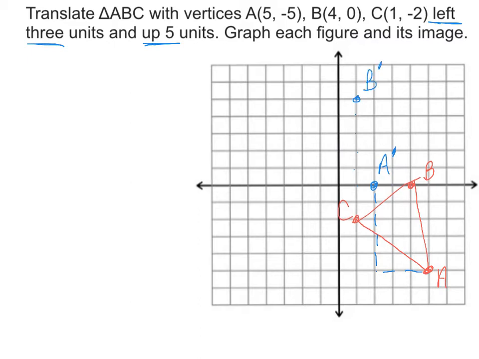And I'll do the same thing for C. So count over 1, 2, 3, and up 1, 2, 3, 4, 5. And there's the image of C. And we connect that up. And there is the translation of ABC, 3 units left, 5 units up. Notice that they are the same size and same shape, so they are indeed congruent.